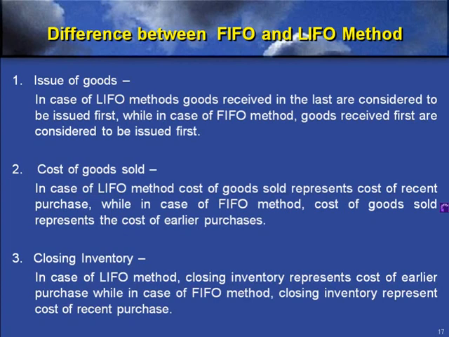And the third point is closing inventory. This is the reverse of cost of goods sold. In closing inventory, for LIFO, we will keep in store the stock we received on the first day. But in the FIFO method, we are keeping in store what we received on the last day, because the rest has been issued already. So these are three differences between the FIFO method and the LIFO method.